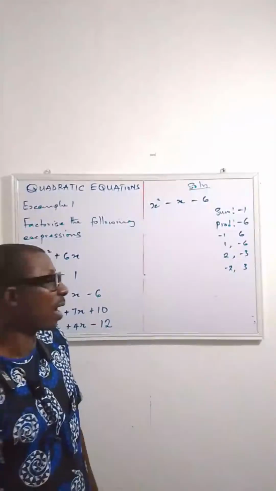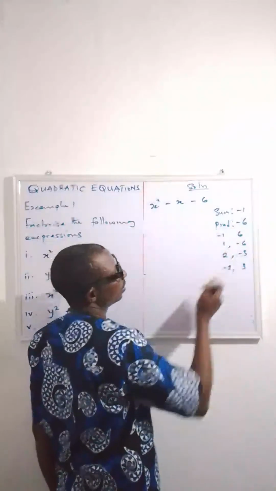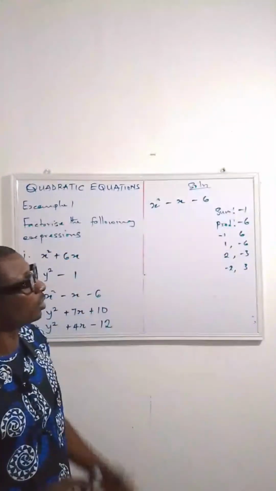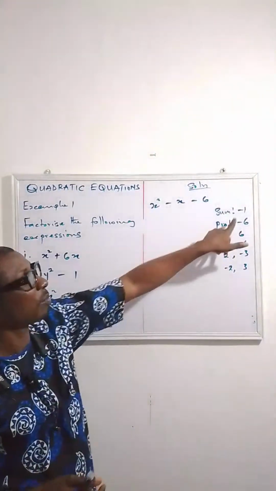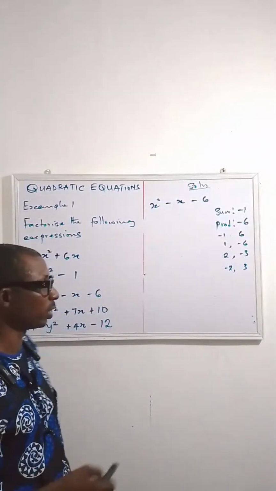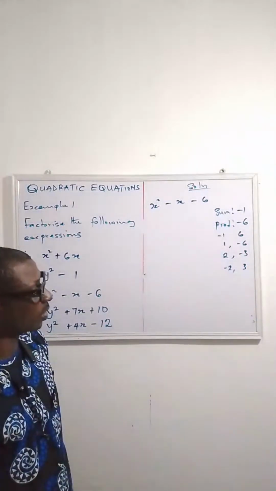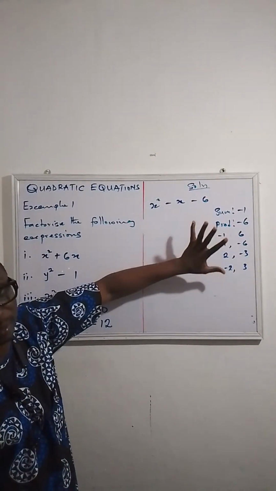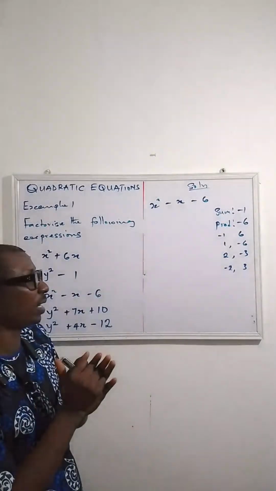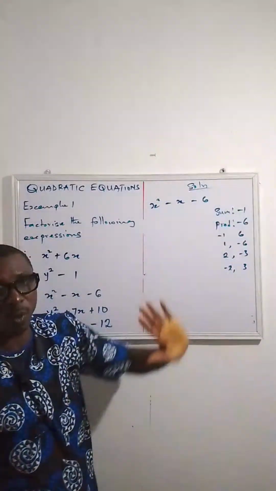Now among all of these pairs, which of them, when you add together, gives you minus 1? I need you to drop that in the comment section. Which of these 1, 2, 3, 4 pairs, when added together, gives you minus 1?